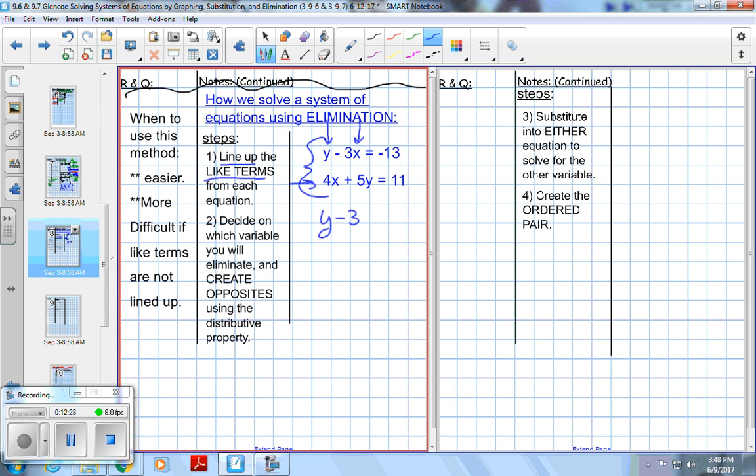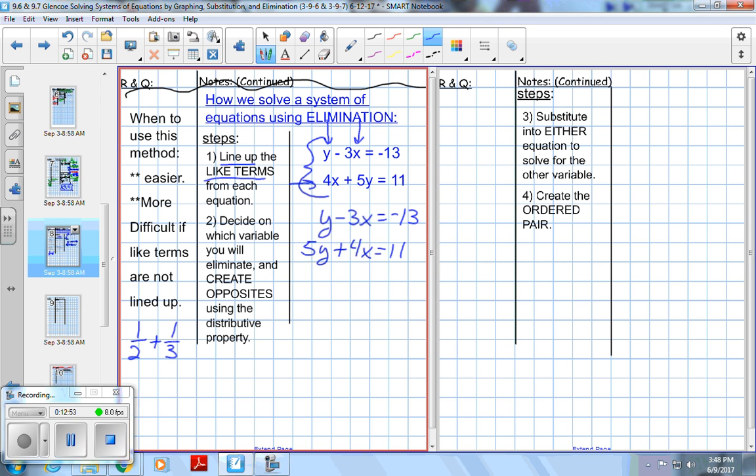We're not going to mess with the first line. It's going to stay the same. But the second line, we're going to commute around that addition sign and write it as 5y plus 4x equals 11 instead.